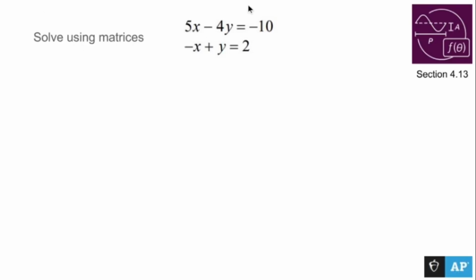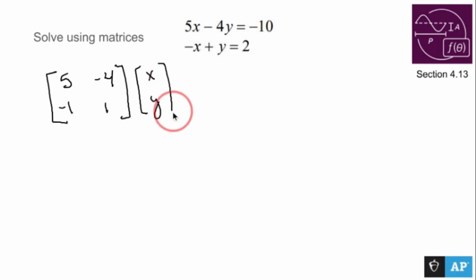Solve using matrices. All right, so this is how I can rewrite this as a matrix. I can take the coefficients 5, -4 for the top row, and -1, 1 for the bottom row, multiply that by a matrix of x and y, and that will equal what I get over here, -10 and 2.